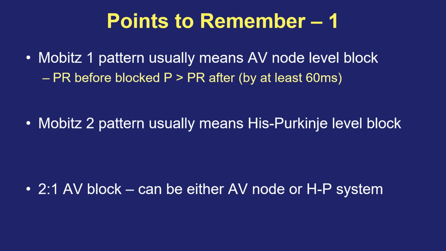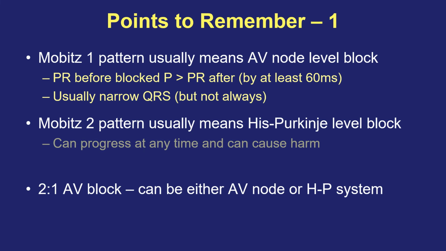But if you see a longer, bigger difference between the longest and the shortest PR interval, that pretty much solidifies that you're dealing with AV node level block. And usually, but not always, the QRS is narrow because usually you have a problem in the AV node and a normal His-Purkinje tree, although of course we did review examples where there was a problem with one or more fascicles and simultaneous AV node level block.